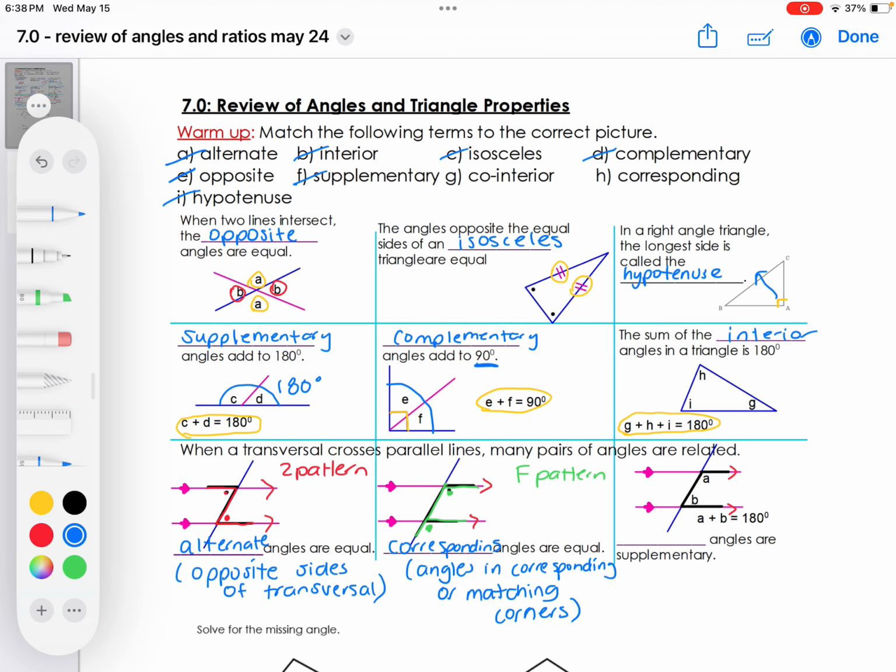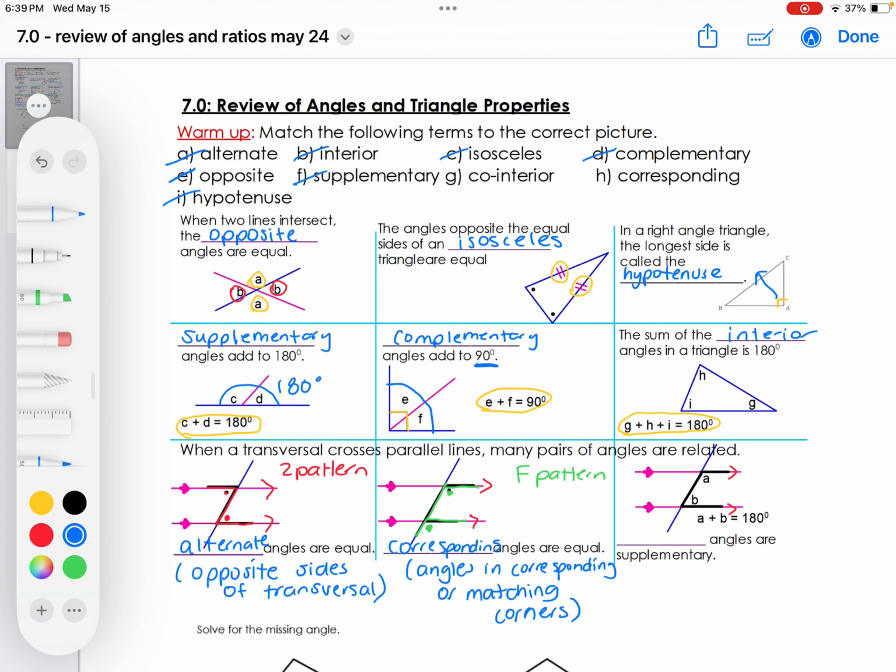Okay, so the word corresponding in life outside of angles and math class sometimes means corresponding colors, a corresponding person could be somebody who matches with you. And so these are called corresponding angles because they're in matching corners. Okay, so if last year you just talked about Z pattern and F pattern, that will be okay here.